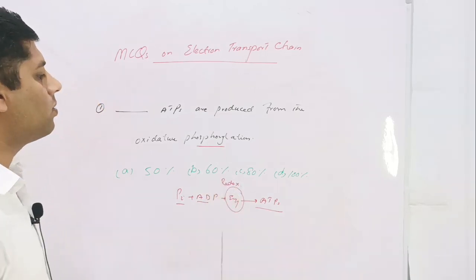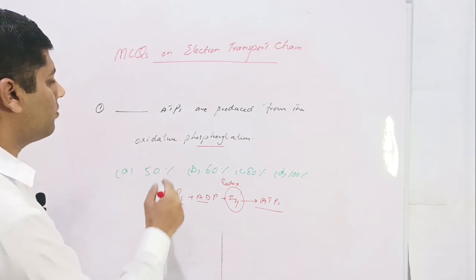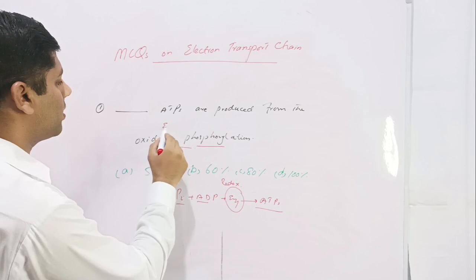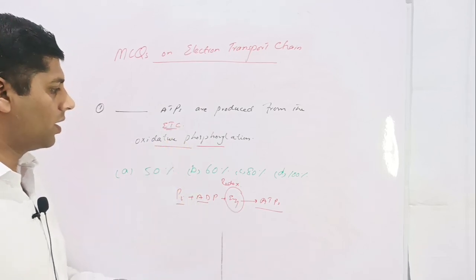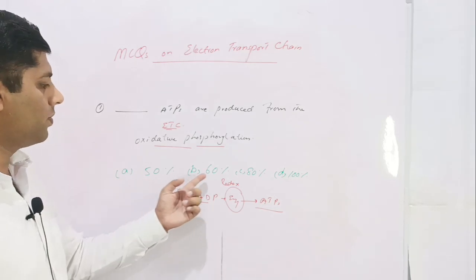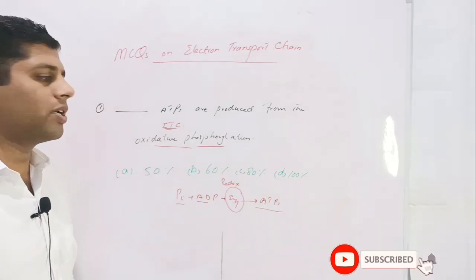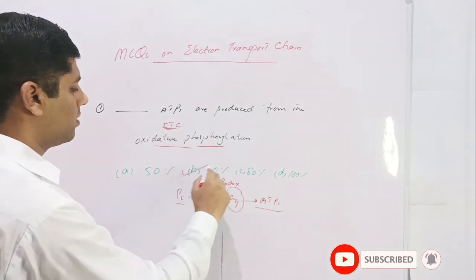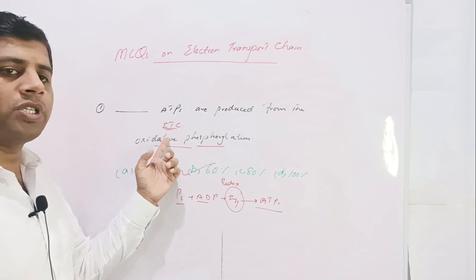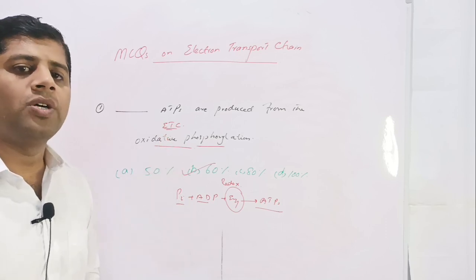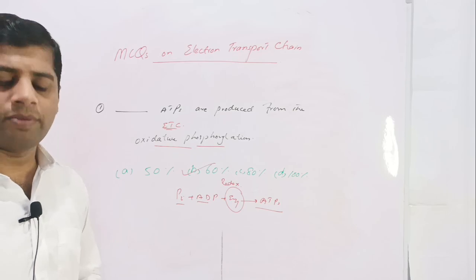It is asking how many ATPs are produced during oxidative phosphorylation. Oxidative phosphorylation is also referred to as the electron transport chain or electron transport system. The given options are 50%, 60%, 80%, and 100%. So the correct option here is 60%. 60% of the ATPs are produced during the electron transport chain or oxidative phosphorylation, while the remaining 40% are produced during glycolysis and Krebs.